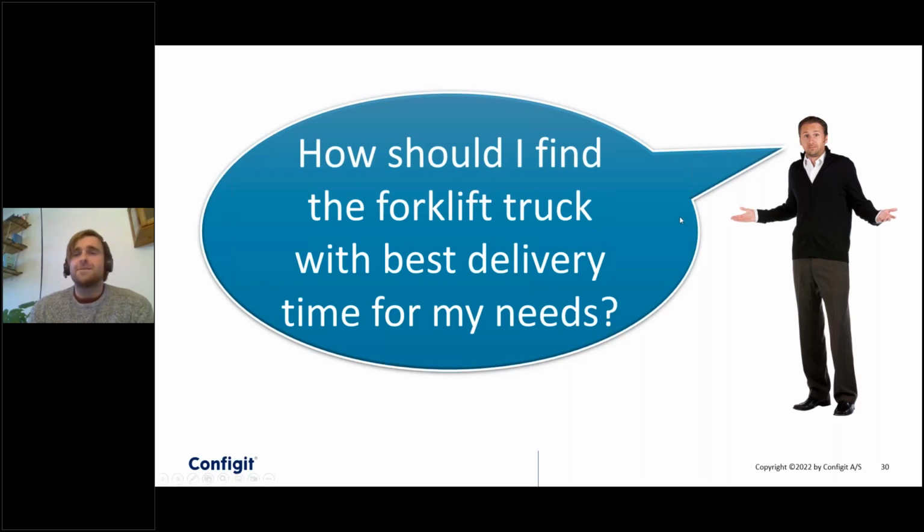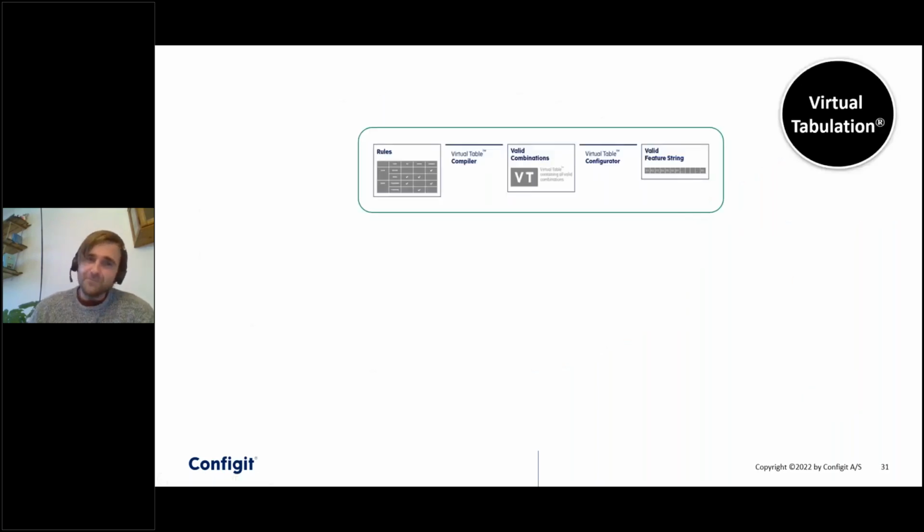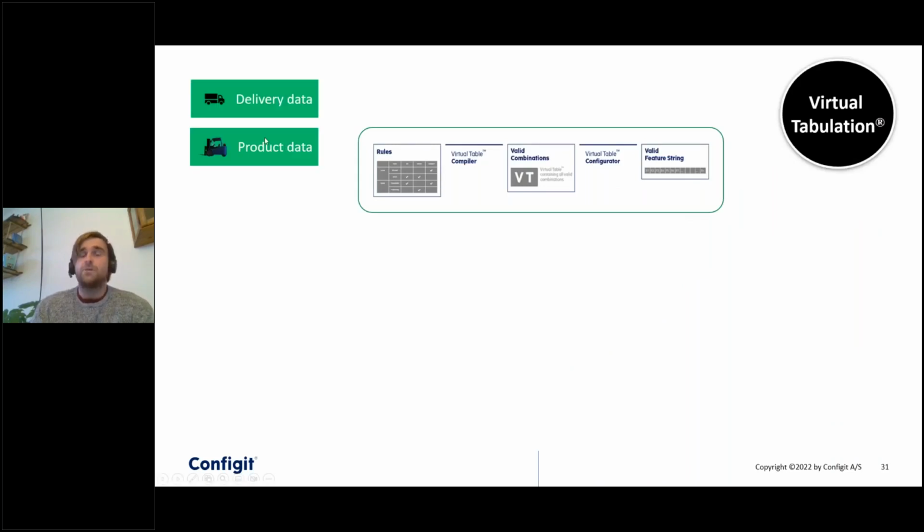Okay, Nico, no worries. Here comes virtual tabulation. So with virtual tabulation, we could take the product data of the forklift truck, we could take the delivery data, and we put these data together in our ACE, configured ACE, our software. We put rules on top of the characteristic of these data. We put relations on it and restrictions, and then we compile all this data together into a valid solution space. So virtual tabulation is calculating all valid solutions of your configuration knowledge.